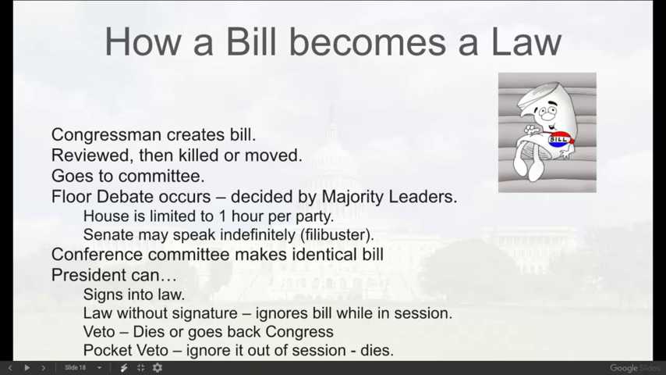But once again, remember, they have 6-year terms. Only a third are elected at a time. They're supposed to be distanced from the people. They're supposed to be the more logical, cool, calm, deliberative body.